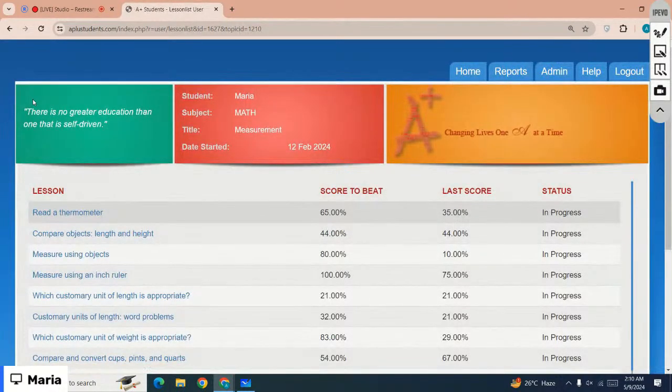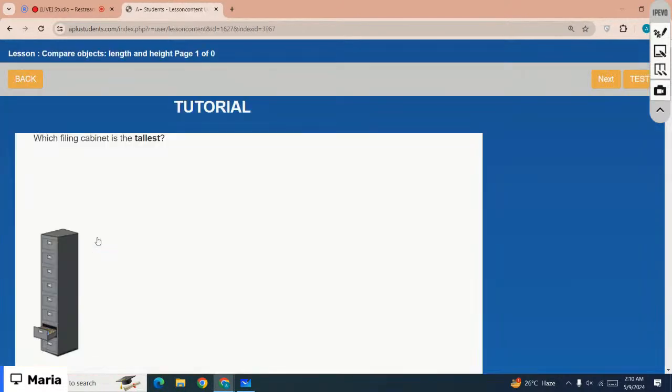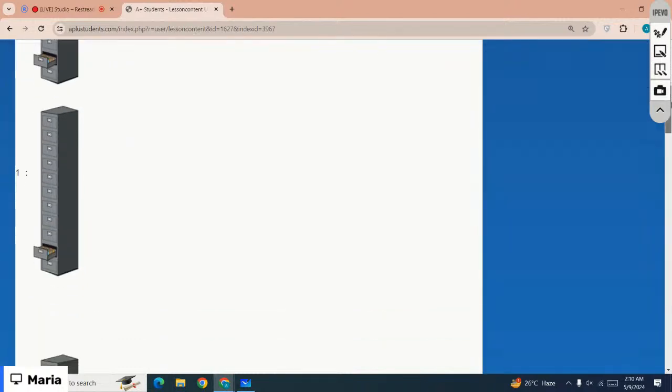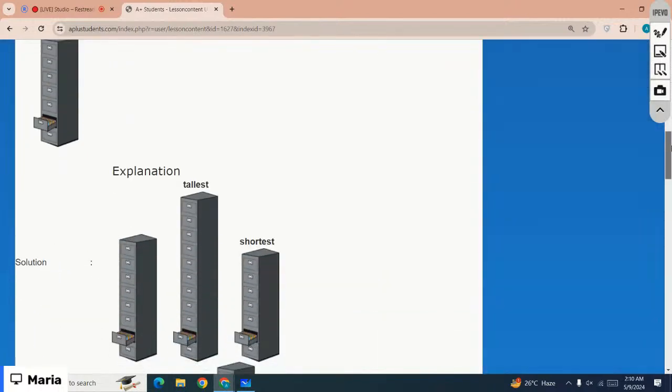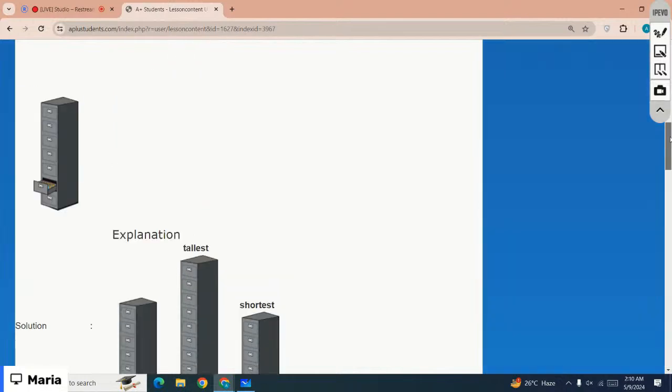The next lesson is compare objects, length and height. So basically, we are going to learn how to check the length of things by comparing them to different things, right? Which filing cabinet is the tallest? You are given one, two, three of them. You have to find the tallest one, right?